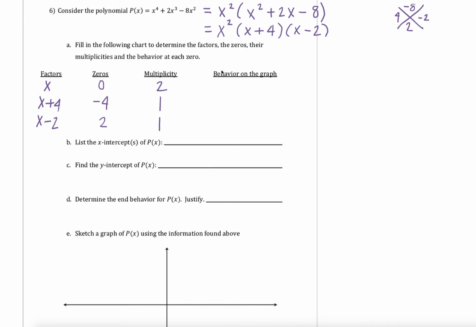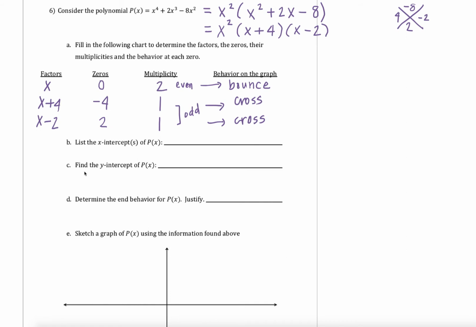So if the multiplicity is odd, the graph is going to cross there. And 2 is an even number, so it's not going to cross there. But 1 and 1, since they're the same number, are both odd. And that tells me that my behavior on my graph is going to cross at both of those x-intercepts, since my multiplicity is odd. Now for the multiplicity of 2, since that 2 is an even number, it tells me my behavior on the graph is that that x-intercept is going to bounce.